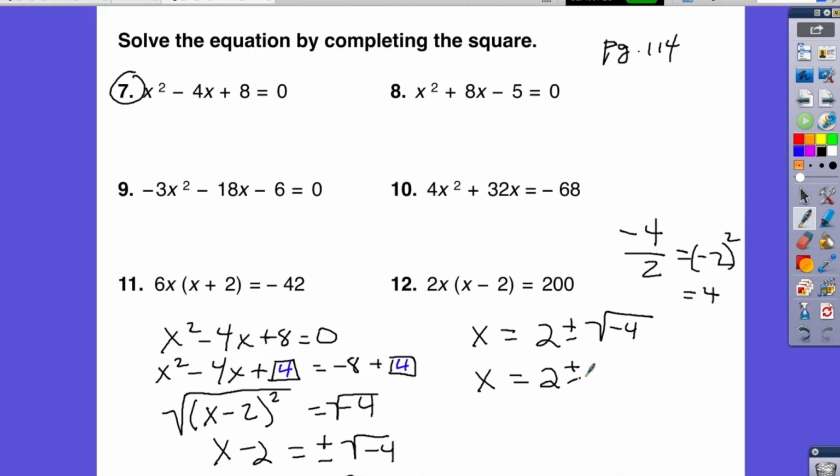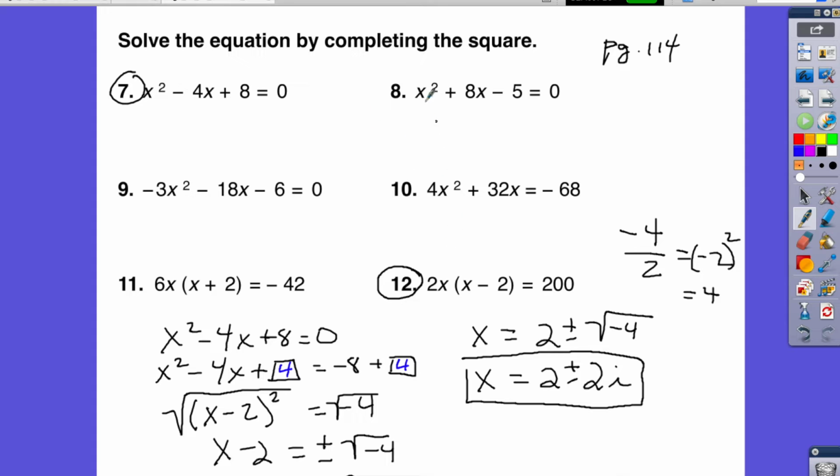There is a negative on the inside, which becomes i, and then the square root of 4, which becomes 2. So it's 2 plus or minus 2i. Imaginary roots, which means it does not cross the x-axis. Okay, now we're going to do number 12.